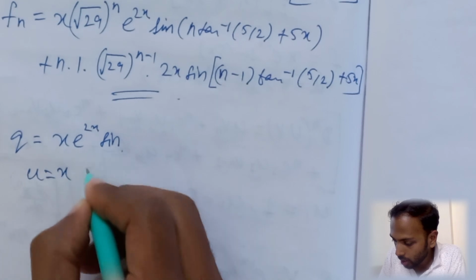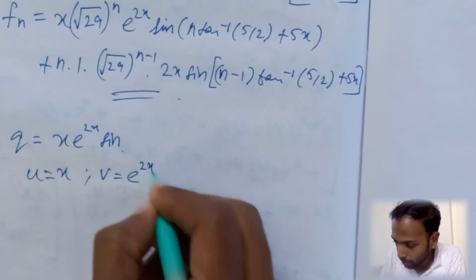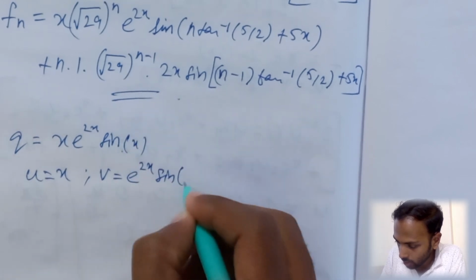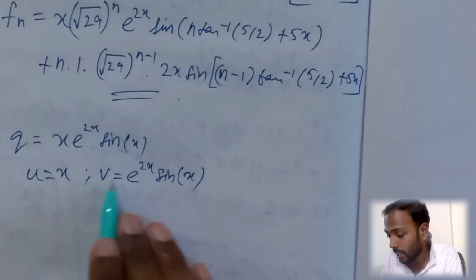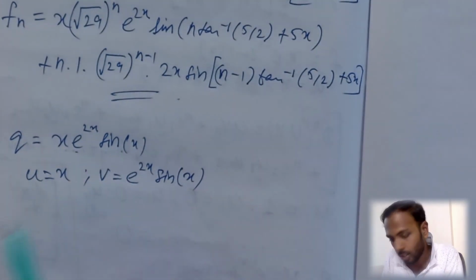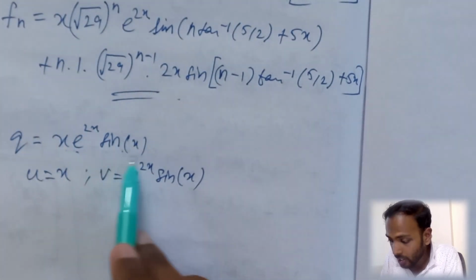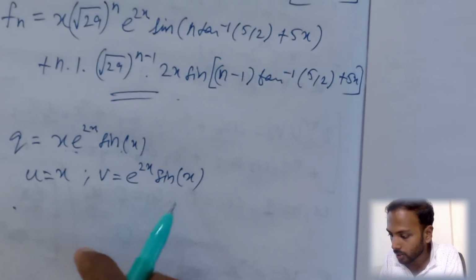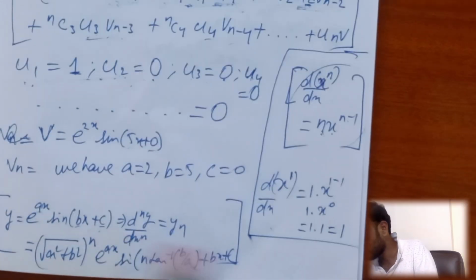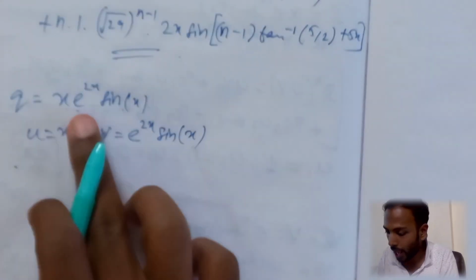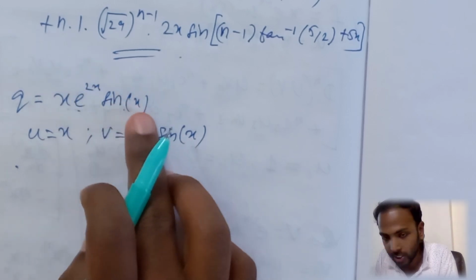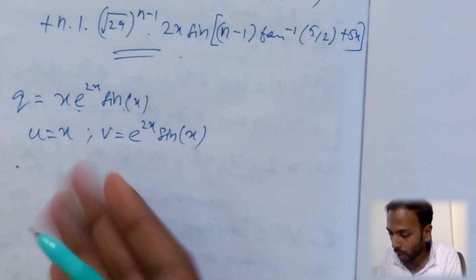So considering U as this and V as e power x sine of x. Now, if you ask me why I took V as this and not something else, the reason is the same. We already have a direct formula for e power ax into sine of bx plus c. So that's why I'm choosing V as this, so that it will be easy for me to calculate Vn minus 1, Vn minus 2, which the Leibniz theorem demands from us.